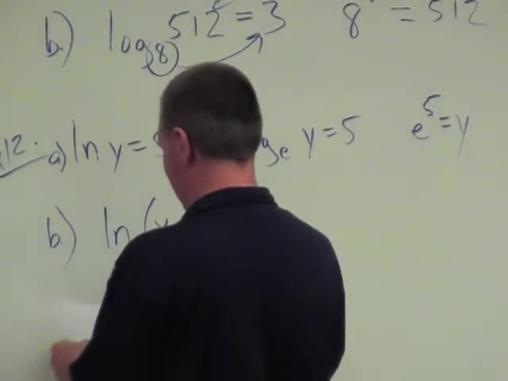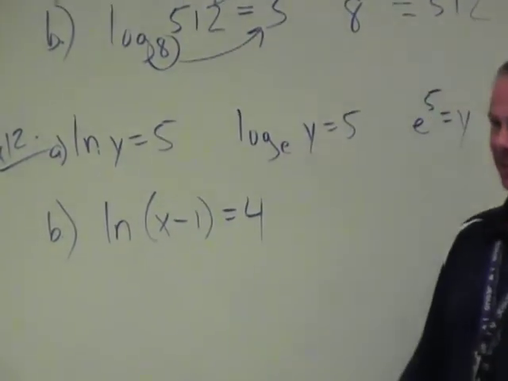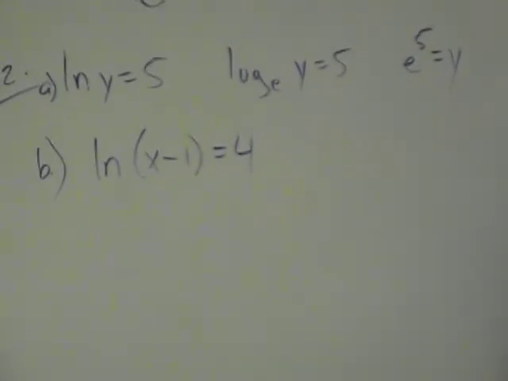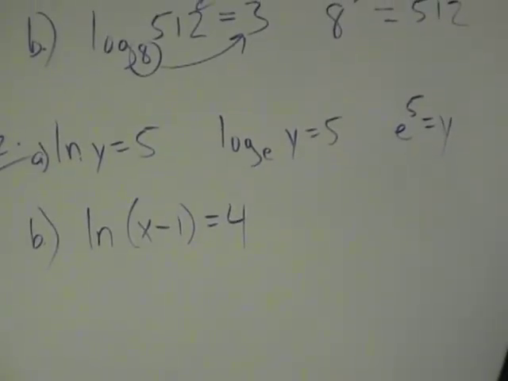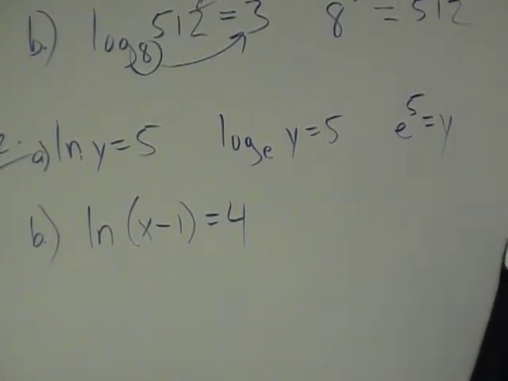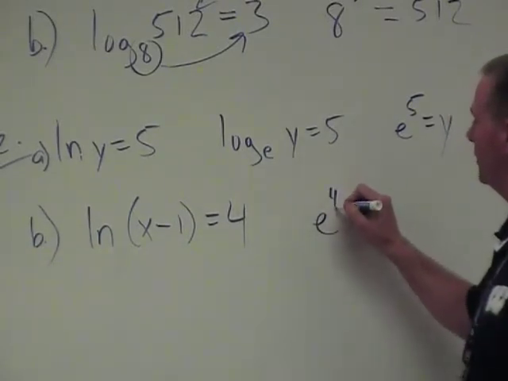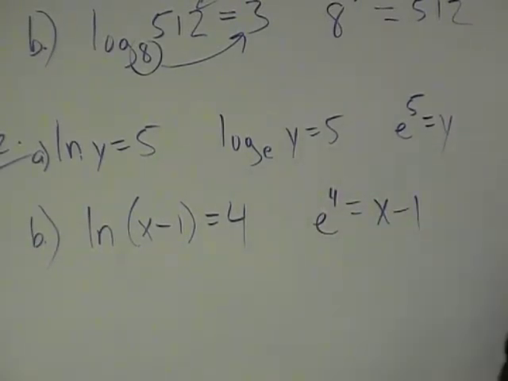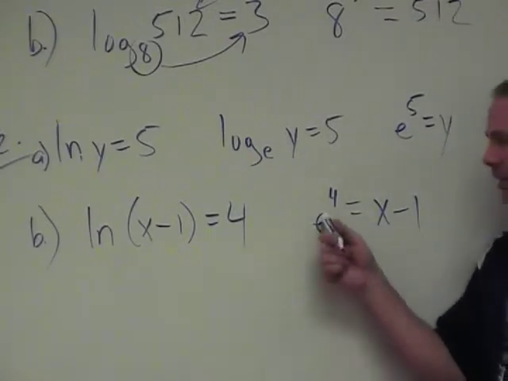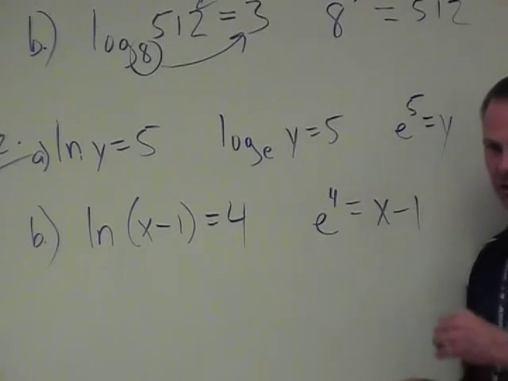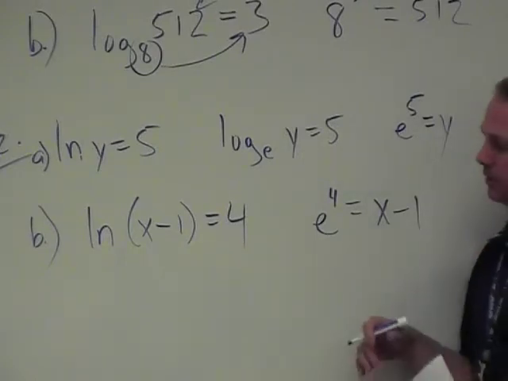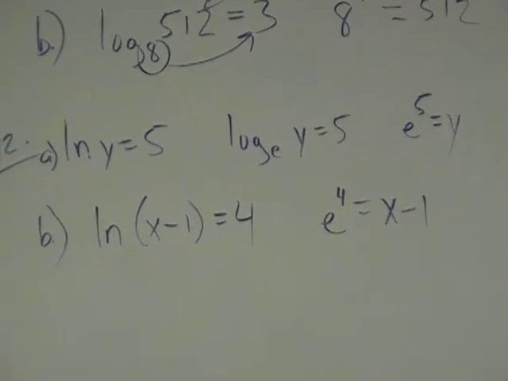Alright, without rewriting it, what's the answer? Destiny. Just because it looks weird doesn't mean you do it differently. Let's let the ladies answer this time. Yep, e to the 4th equals x minus 1. And then you could calculate this if you wanted to. You can take e to the 4th on your calculator, then add 1 to it and you get your answer. But we're not doing that today. So that's converting to exponential functions.